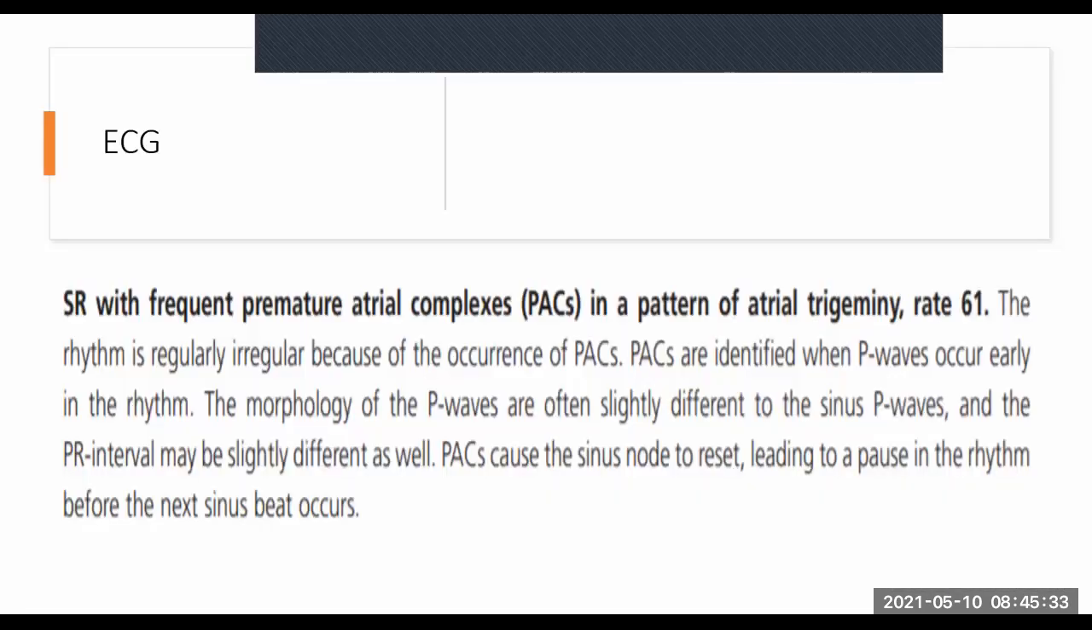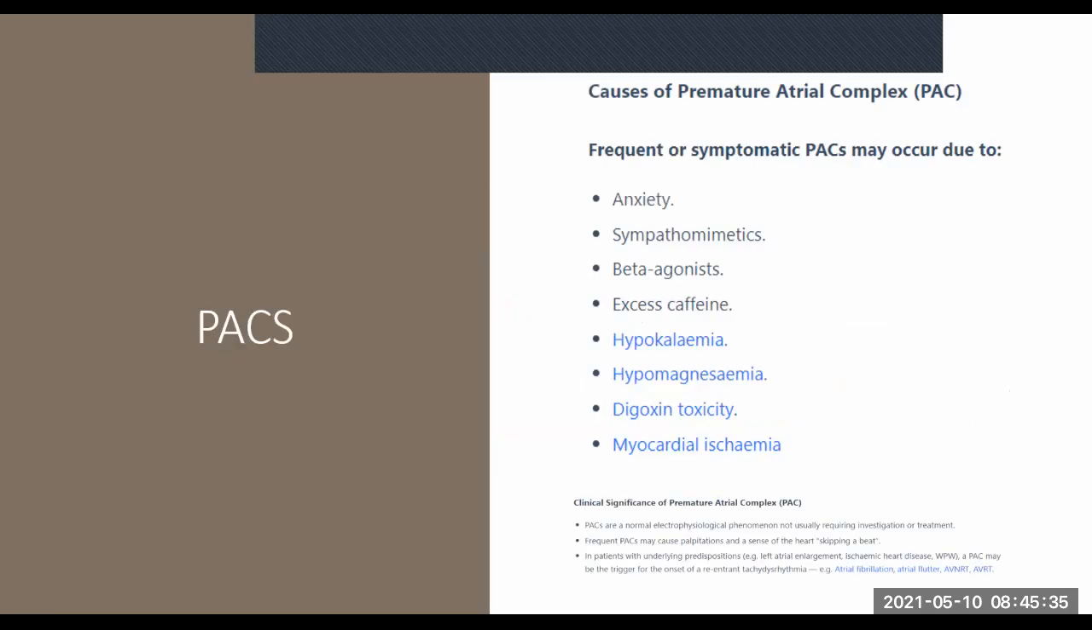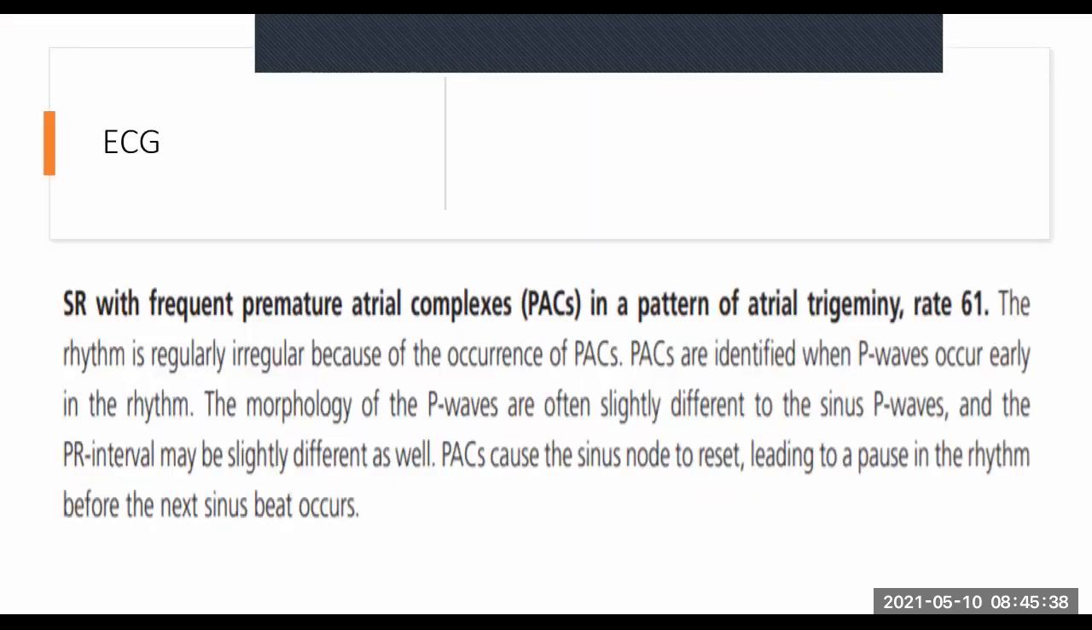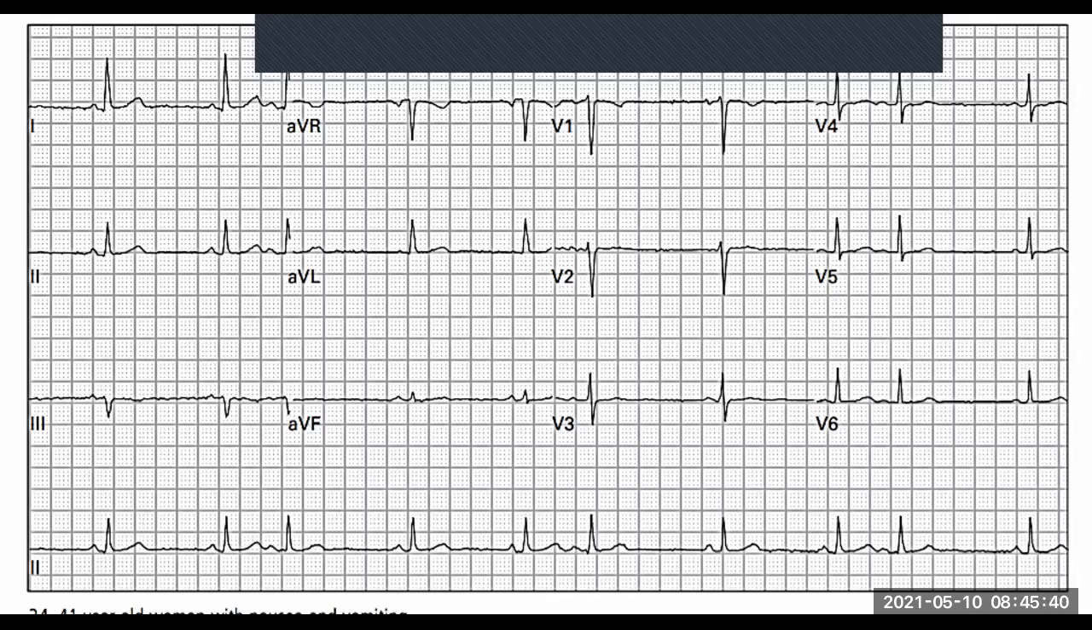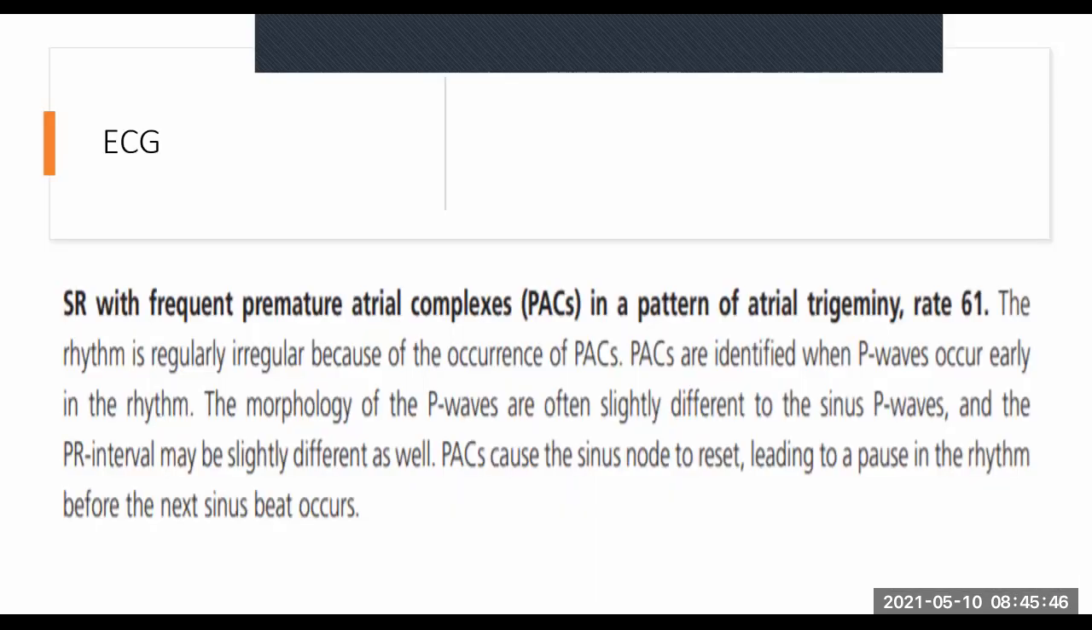And then they put the rate as 61, which is fine. Oh, sorry, the wrong one. So because they are taking from there to there, okay? But if you're on your machine, it would reflect as that, okay? Which is fine, that's not a problem, all right? So the rhythm is regularly irregular, which is what we said as well, all right? Because of the occurrence of the PACs.